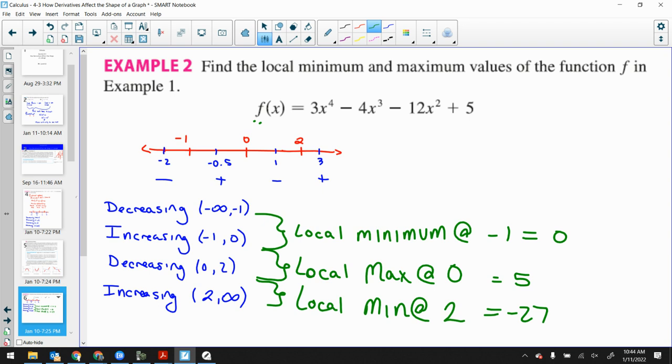Increasing to decreasing means a maximum. Decreasing to increasing means a minimum. Increasing to increasing is nothing, and decreasing to decreasing is nothing. Then I take those values where they happen and run them through the function to see the actual coordinate where it occurs: x value, y value.